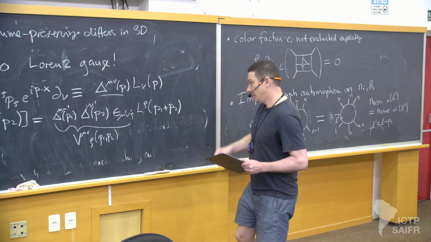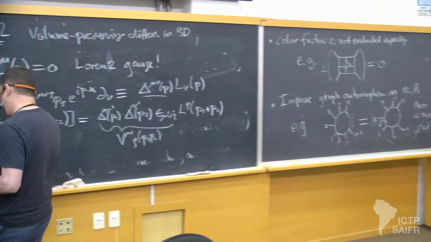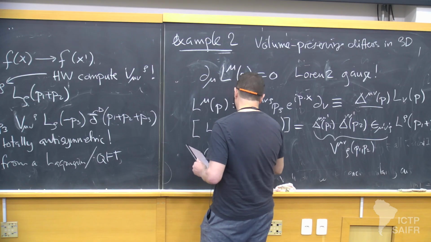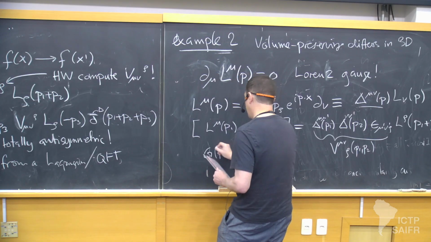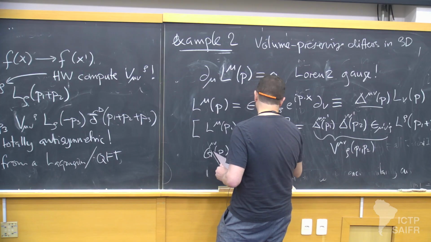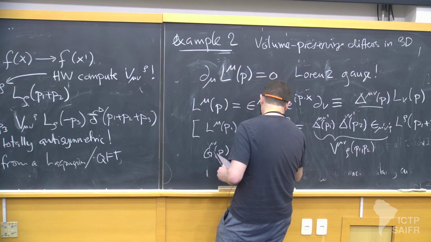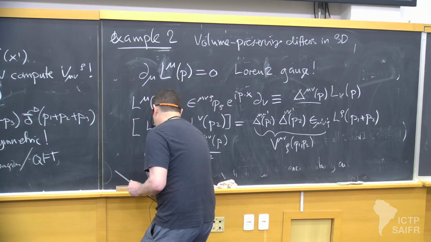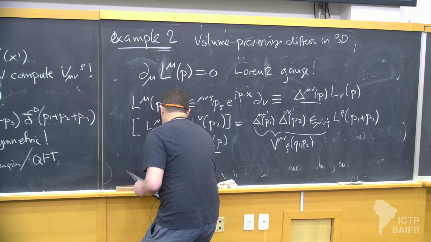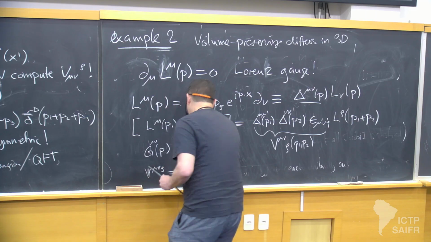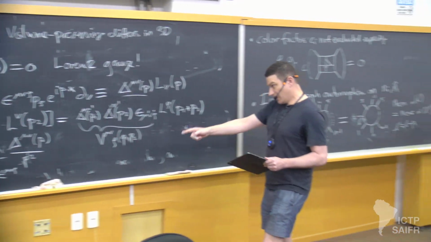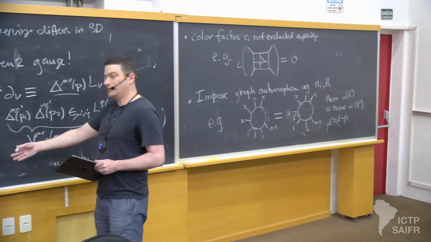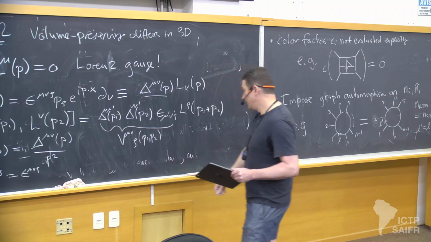And then you can interpret this as an amputated diagram. So if we say that our propagator g of p is equal to delta, with two indices mu nu, of p over p squared, and we say that our vertex mu nu rho is equal to epsilon mu nu rho, then we're actually in business, and you might recognize this propagator and vertex. This is the propagator and vertex of Chern-Simons theory in 3 dimensions.